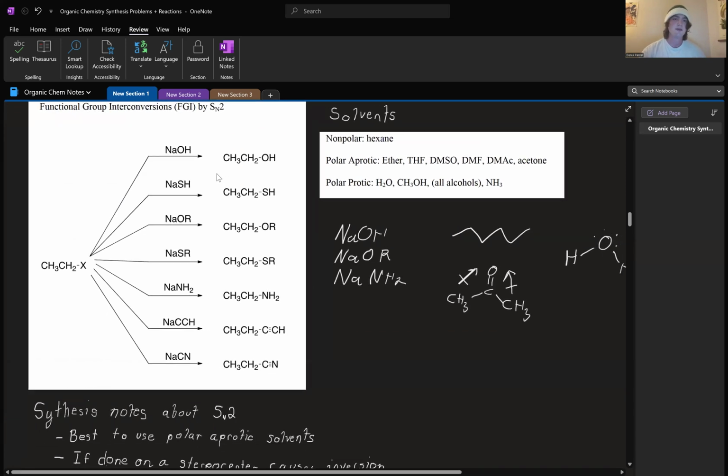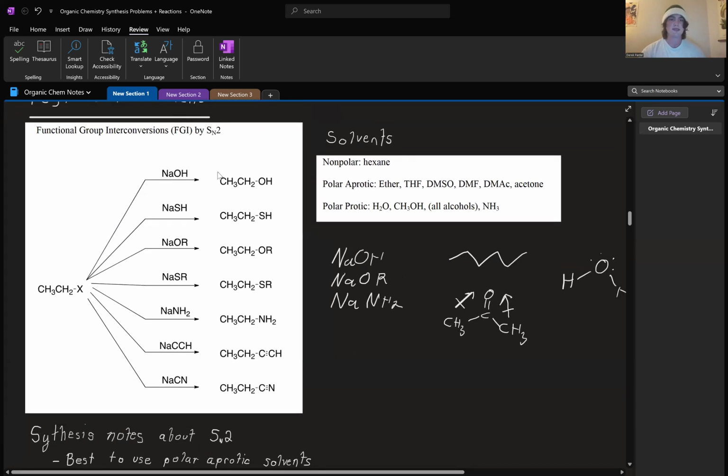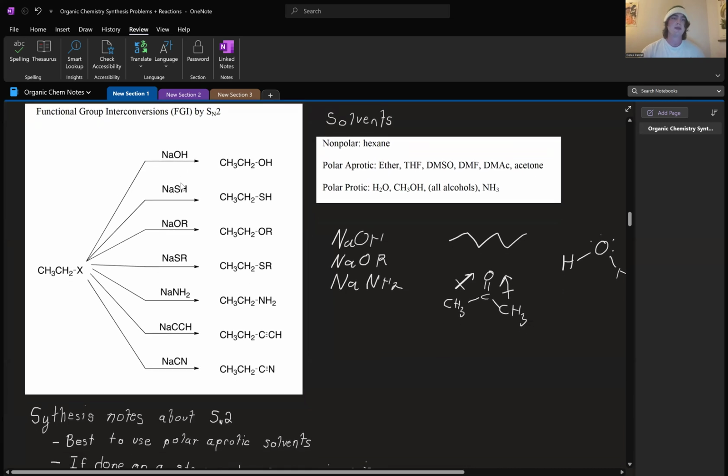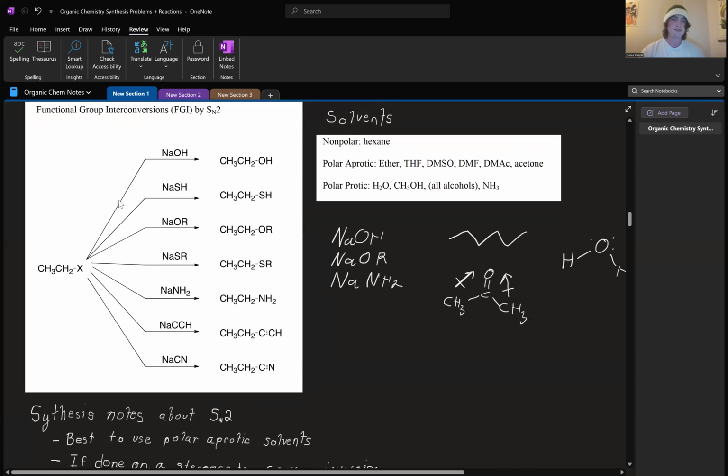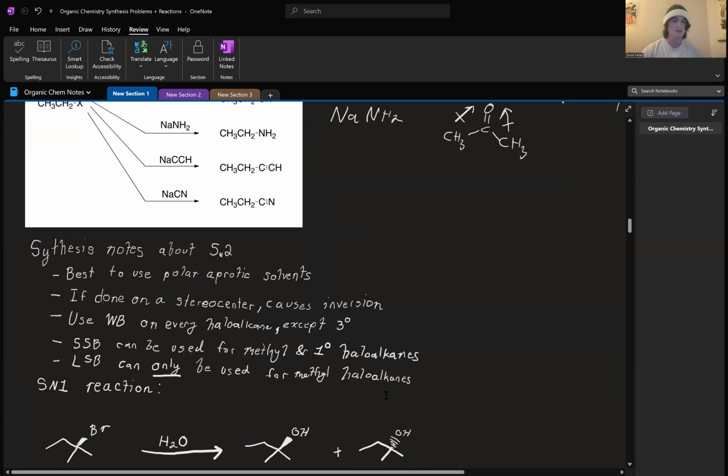And then on here, this is all the groups that can do SN2. Things to mention here: the NaOH, the NaOR, and the NaNH2 are small strong bases. Everything else here is a weak base. So if it's not a small strong base and it's not a large strong base, you can assume it's a weak base. So that covers our SN2 reaction.